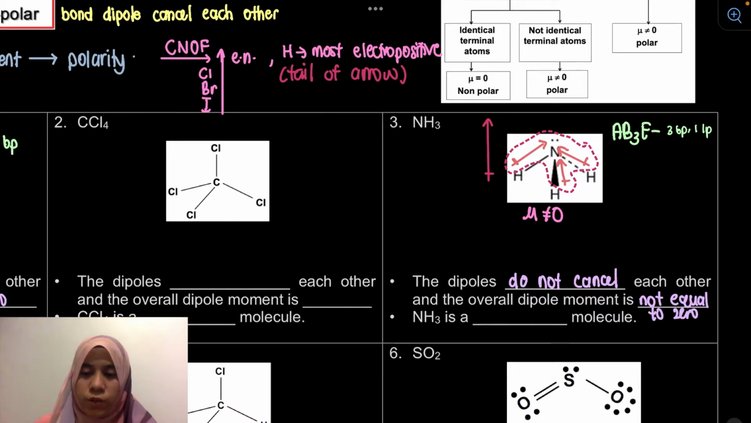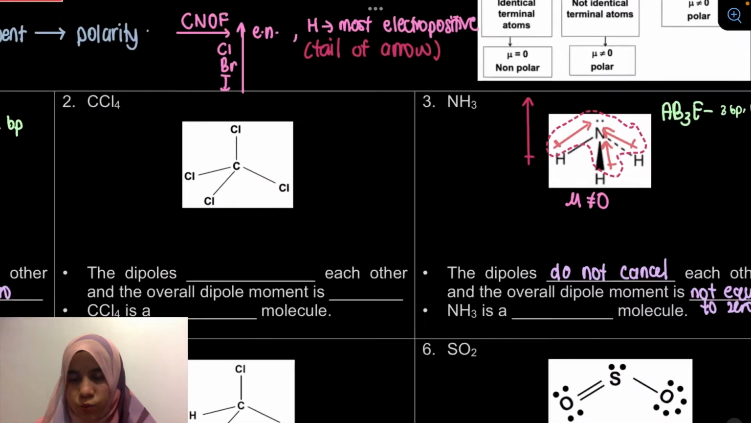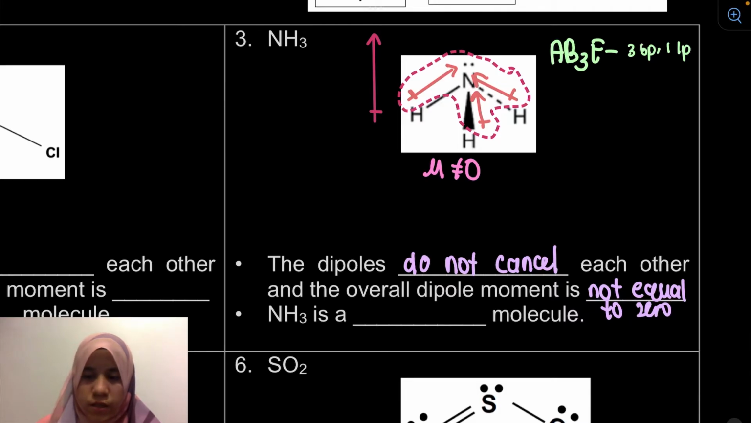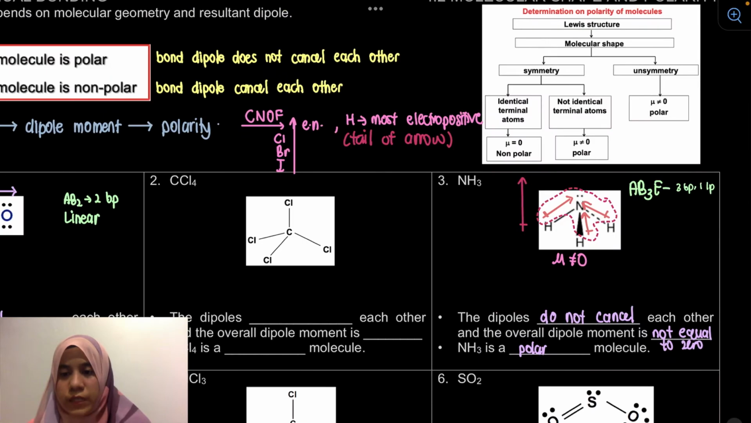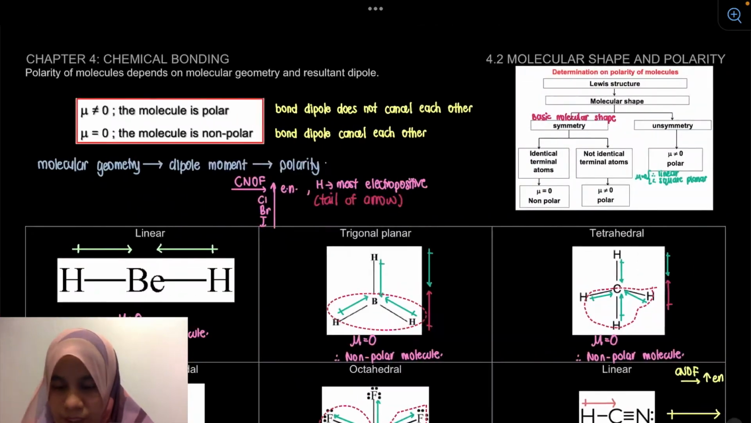So when it is not equal to 0, then the NH3 is a polar molecule. So NH3 is polar molecule. Okay. So kat sini, again, kalau unsymmetry, where it means the central atom has lone pair, usually dia adalah polar lah. Ada exception, square planar dengan linear.